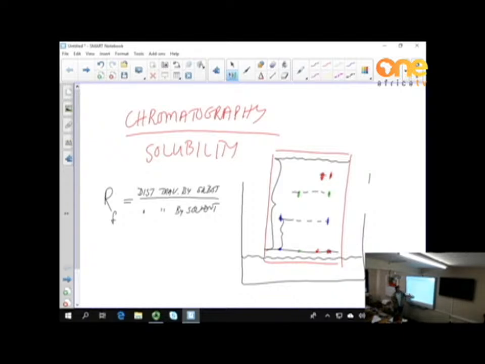And then just remember, if I asked you which pigment is more soluble, the red one is more soluble. Why? It traveled up the highest, along with the solvent.